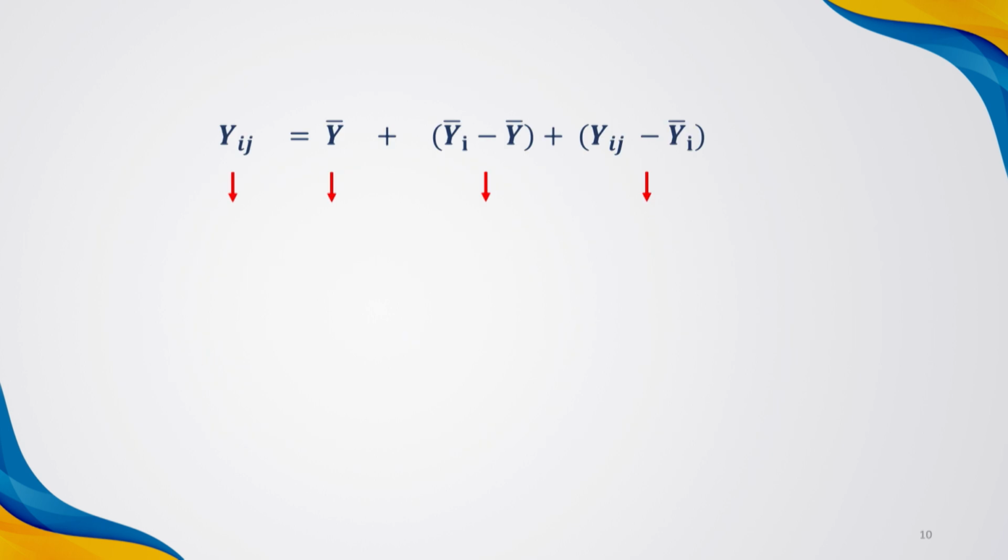The partition will go like this: capital Yij is equal to capital Y bar plus Yi bar minus Y bar, that is the deviation of group means from the overall mean. The second component is Yij minus Yi bar, which is the natural variation. We call it natural variation because even though you give the same treatment to a set of subjects, they naturally vary in their response. So the first component Yij is the response, Y bar is the grand mean, then the treatment effect and then the natural variation.